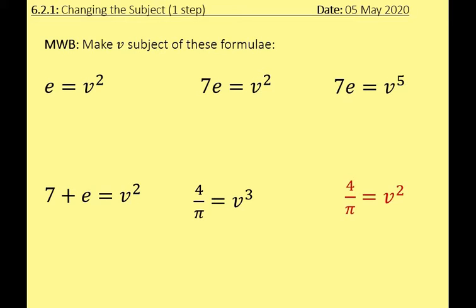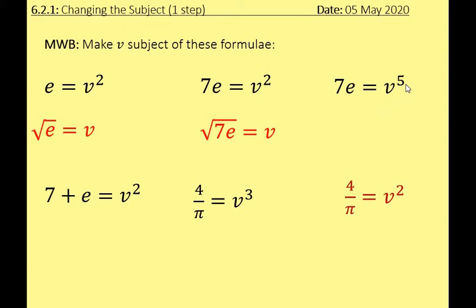Okay, so we're going to go through the answers. We want to make V the subject, and in the first one we have E equals V squared. So we have to square root both sides to give us root E equals V, and V is the subject, so we've done it. In the next one, again we have V squared, so we square root both sides to give us root 7E equals V. Now we don't know what root 7 is, 7 isn't a square number, so we just have to leave it like that. Notice as well how the line of my square root goes over the whole of 7E. It doesn't stop after the 7, it goes over the whole thing.